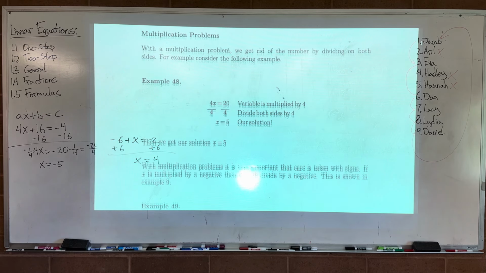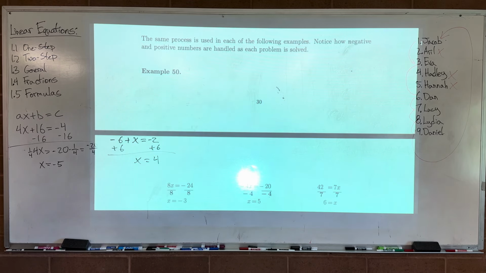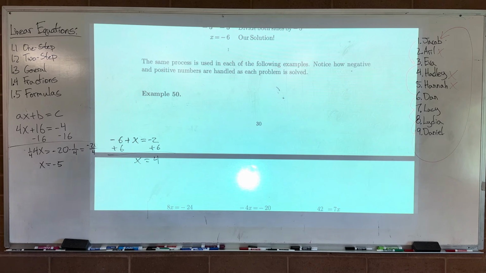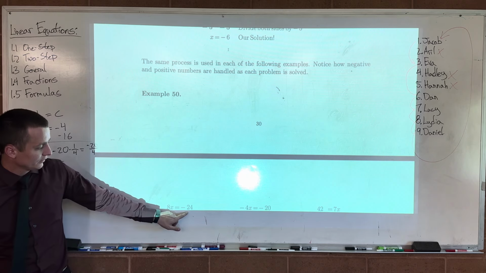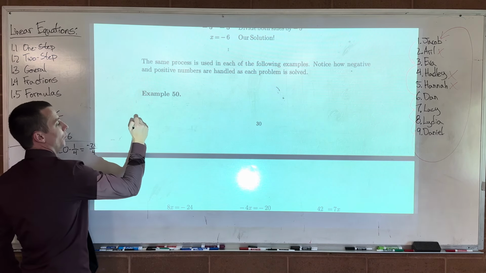And then dividing by variables. Let's just go to if they have 3 examples listed out. Perfect. Okay. Over here, we have 8x is equal to negative 24. What are we going to do?